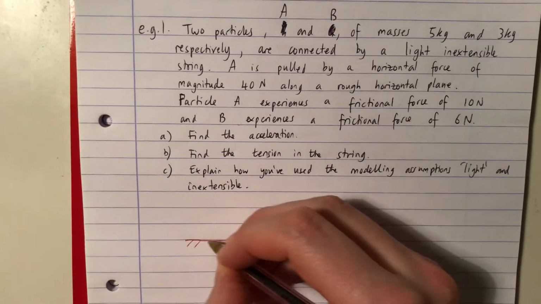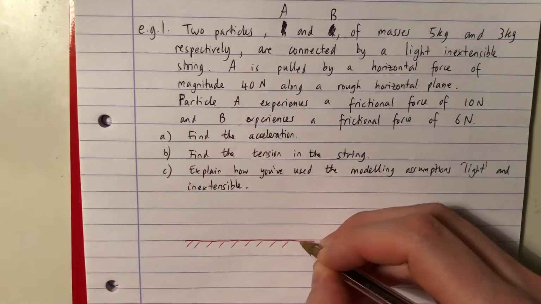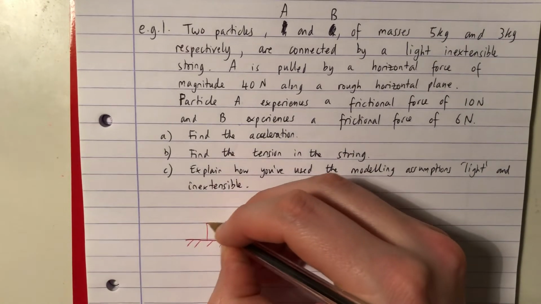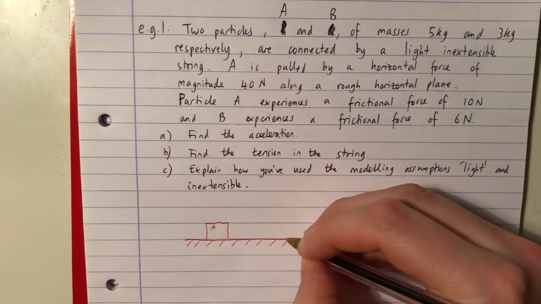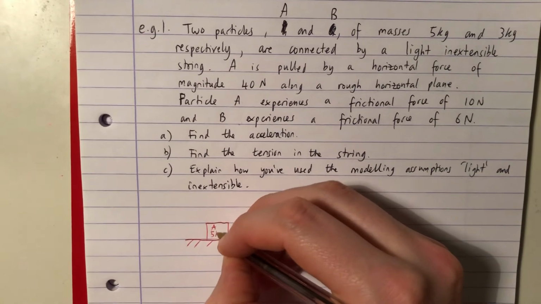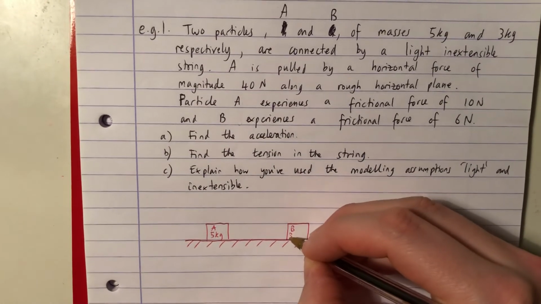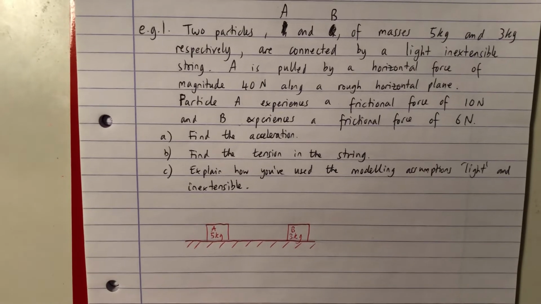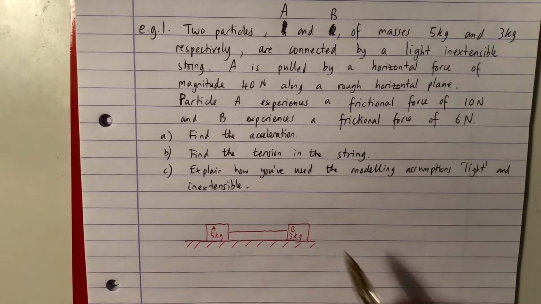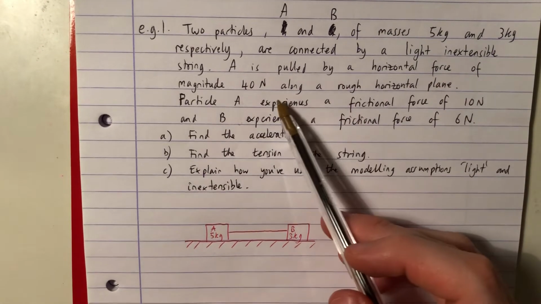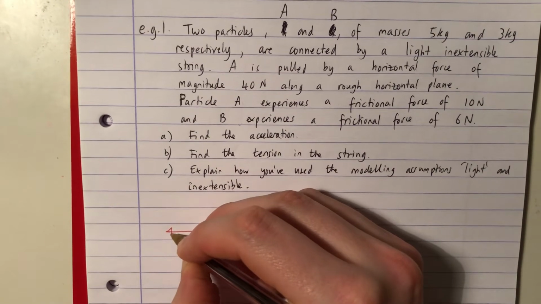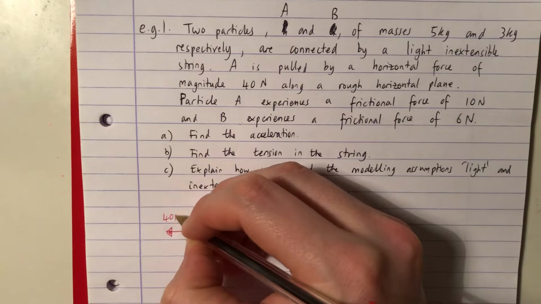So you've got a rough horizontal plane. Got two particles, A and B. A has mass 5 kilograms, B has mass 3 kilograms, and they're connected by a light inextensible string. A is pulled by a horizontal force of magnitude 40 newtons along a rough horizontal plane. So 40 newtons going in this direction. That's acting on A.